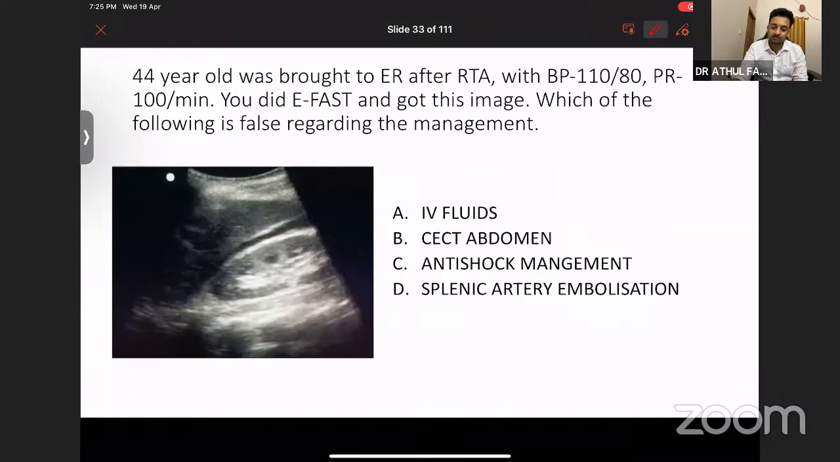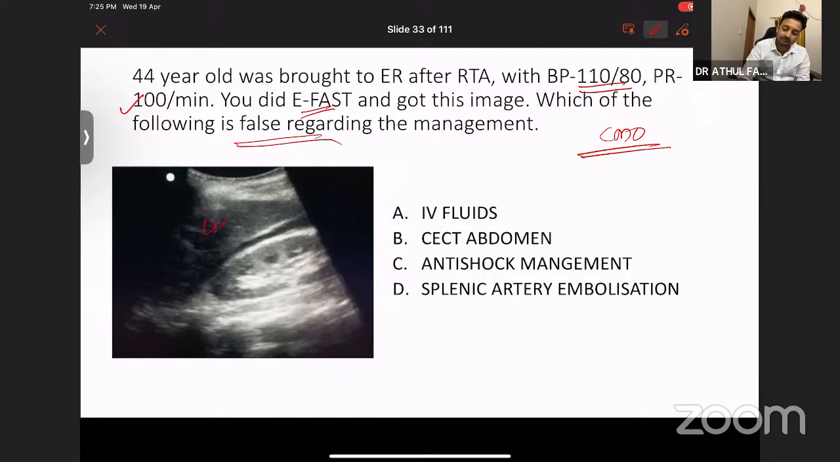So again, fast, since you will be in casualty again and again, since you are casualty medical officers. A 45-year-old male patient may be taken to the AIIMS casualty or wherever it is. The patient has a blood pressure of 180/120, pulse rate of 100 per minute. You did an extended FAST and you got this image. So what is the diagnosis? What is false regarding the management?